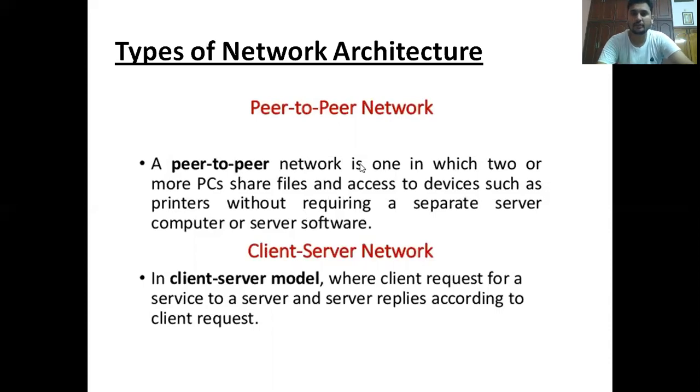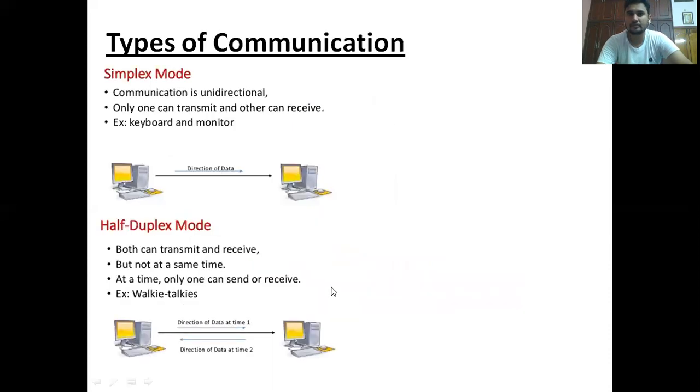That is the difference between peer-to-peer and client server. So these are the types of communications. There are different modes of data transmission: simplex mode, half duplex mode, and full duplex mode. In simplex mode, only the sender sends the data and the receiver receives it. So one-way, unidirectional data transmission is possible.